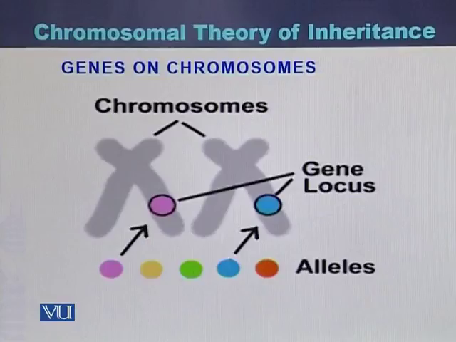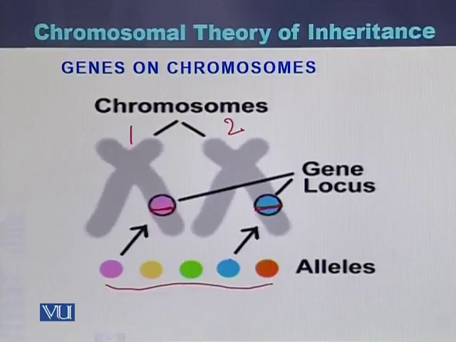On this diagram we can see that chromosomes are present in the form of homologous pairs. This is homolog 1, this is homolog 2, and there is a gene locus at the position of this sister chromatid. One allele is present on one homolog, while the second allele is present on the second homolog. These are different alleles of that gene.